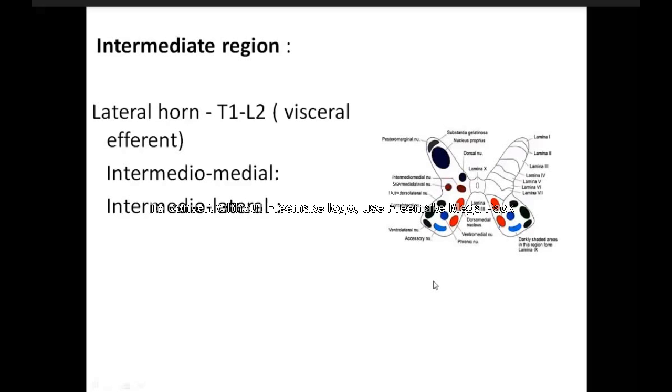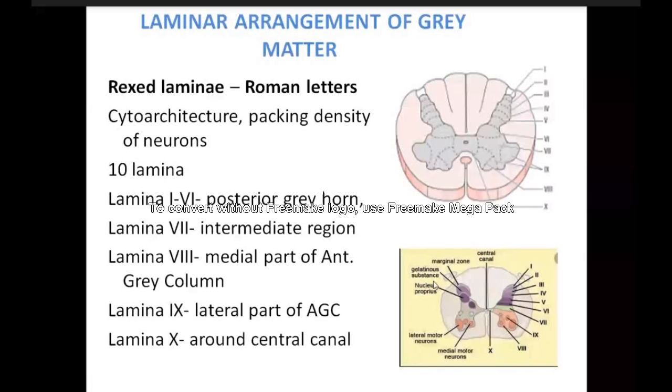And there is another arrangement of these neurons. They are usually in the gray matter and they are usually represented by Roman letters. This is also in the gray matter. So this is known as the Rexed classification, or Rexed laminae, the Rexed classification of the neurons. That is also in the gray matter.